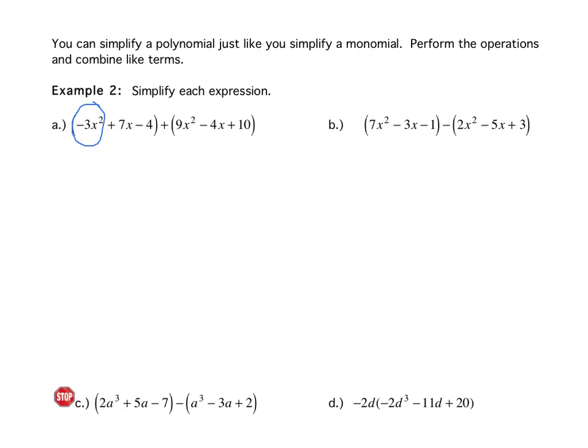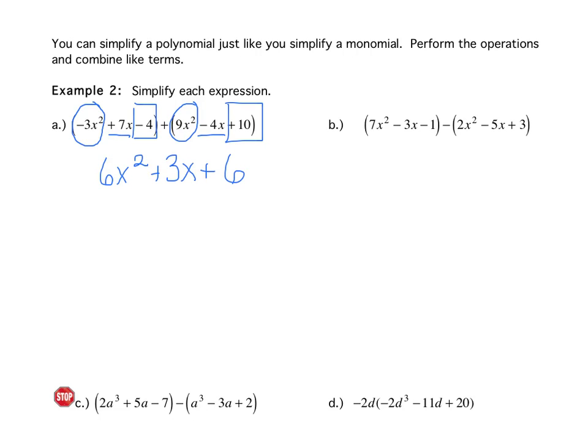So first thing I see is an x squared, and there's negative 3x squareds, plus we're going to add 9x squareds, giving us 6x squared. Now, you don't do anything with the exponents. Don't add them together because we're not multiplying these. When you're combining like terms, all you're doing is combining the coefficients. The exponents stay the same. All right, then we have a 7x plus, you could think of it as a negative 4x, so that would give us a total of 3x. And then our constants, we have negative 4 plus positive 10, giving us a plus 6.